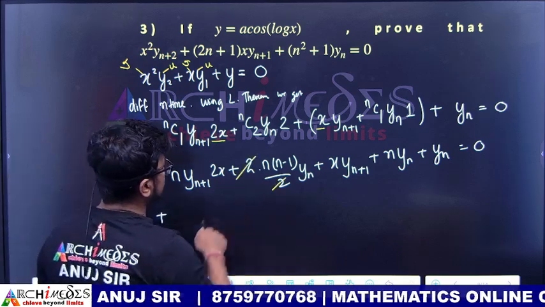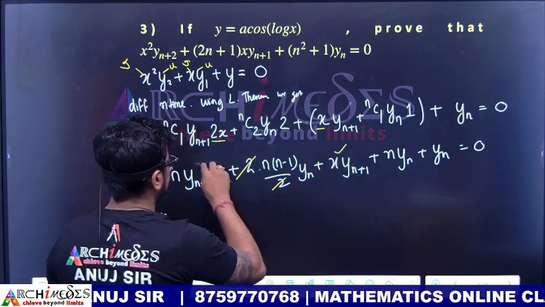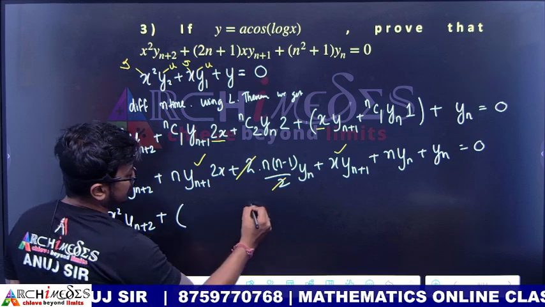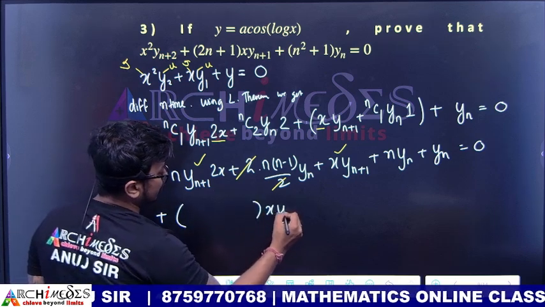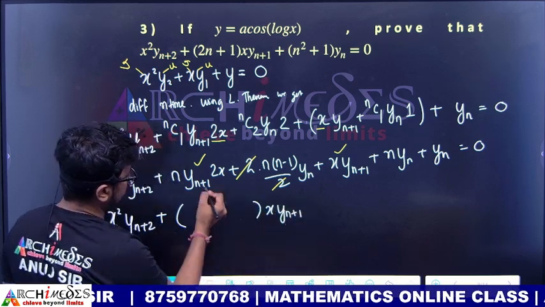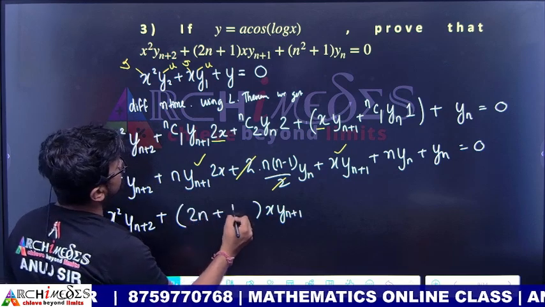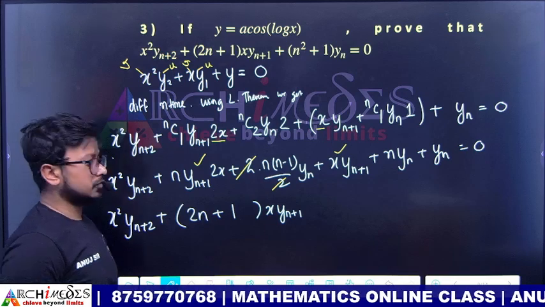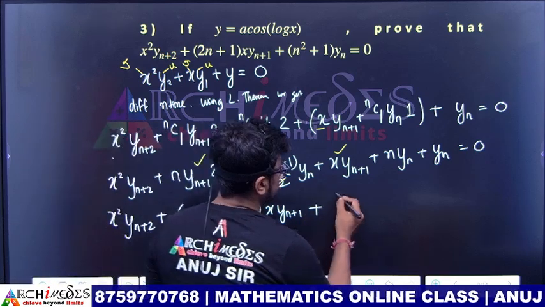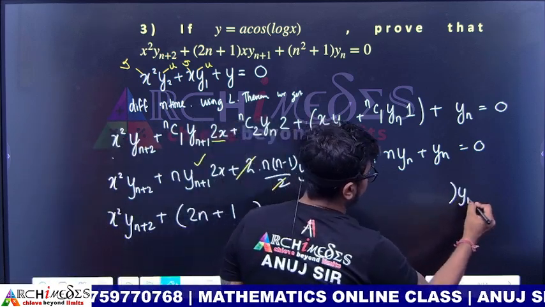So 2 to cancel. If you see this and this here, what is common? Common is x y to the power n plus 1. So you are getting 2n plus 1. Any doubt? Next, if we see the yn part here, clear?